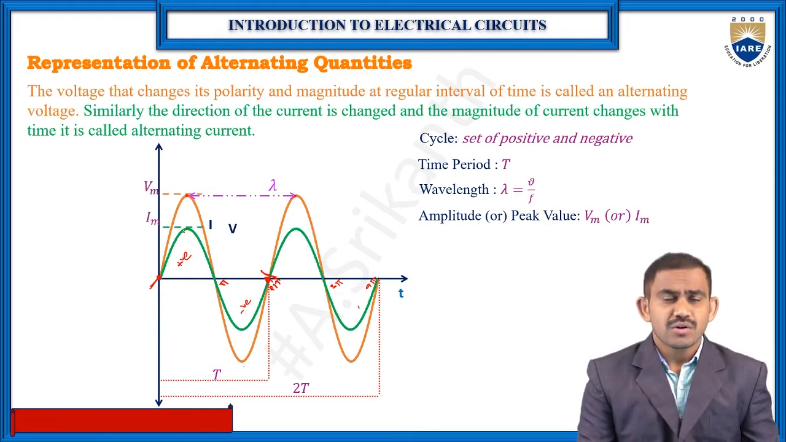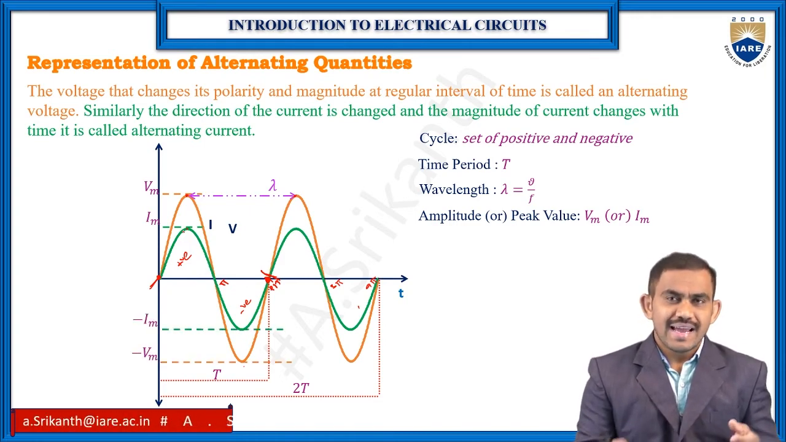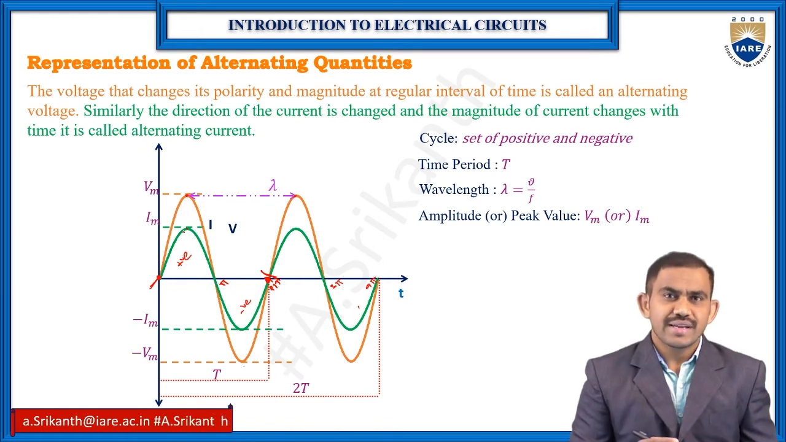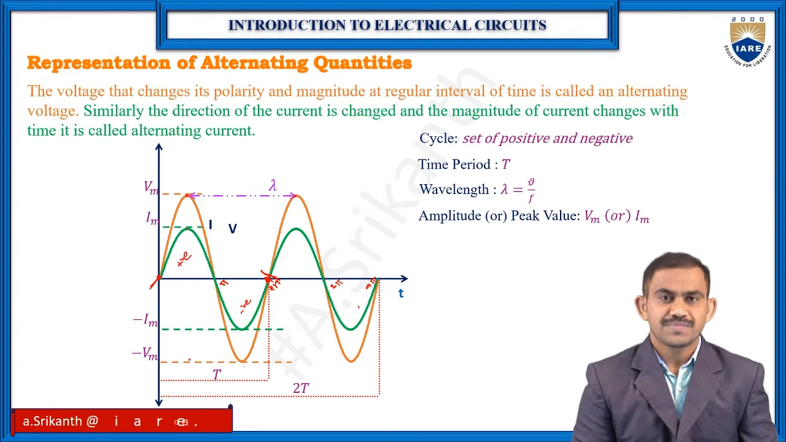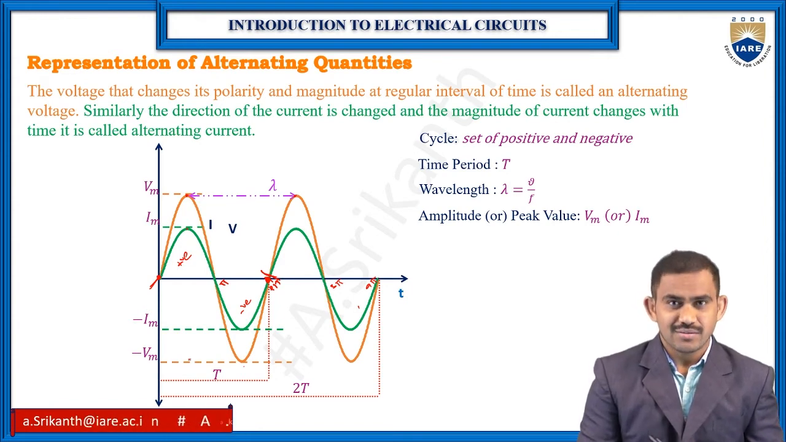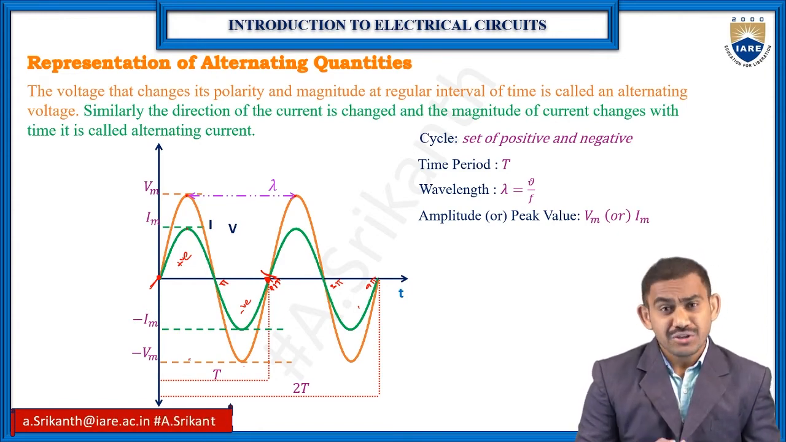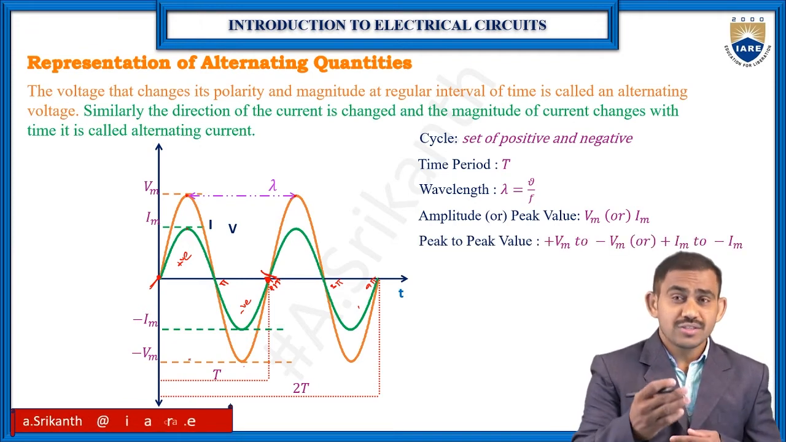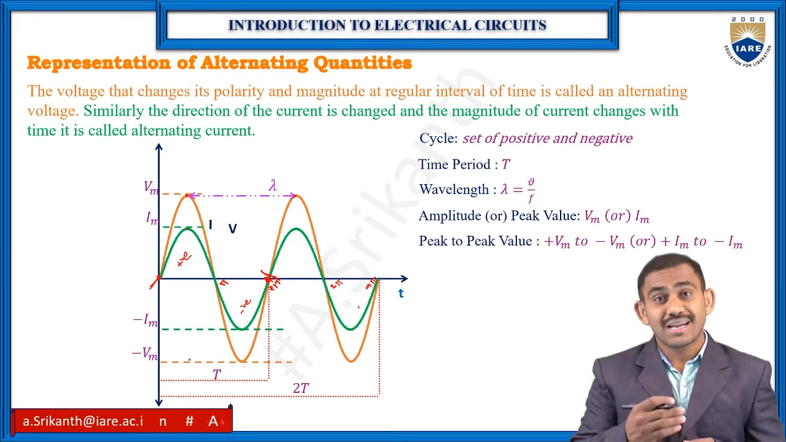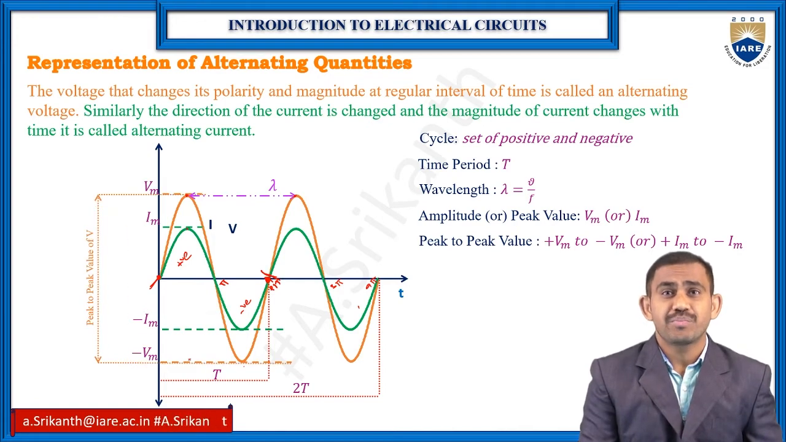Just observe now. That is my VM, the maximum voltage value, and the same for the maximum current value. Coming to the negative peak, we have the negative maximum current as well as the negative maximum voltage. So those are your peak values. And coming to peak to peak values, the peak to peak value is the total from the positive peak to the negative peak.